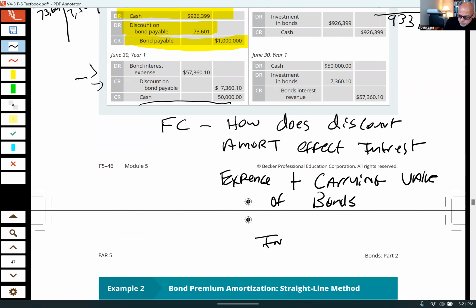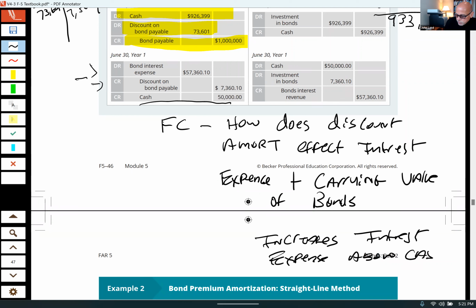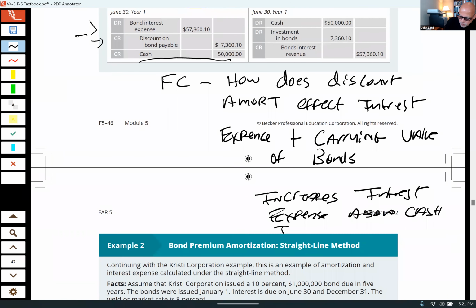It increases them. It increases interest expense above cash interest. And increases carrying value. That's CV, carrying value of bond.